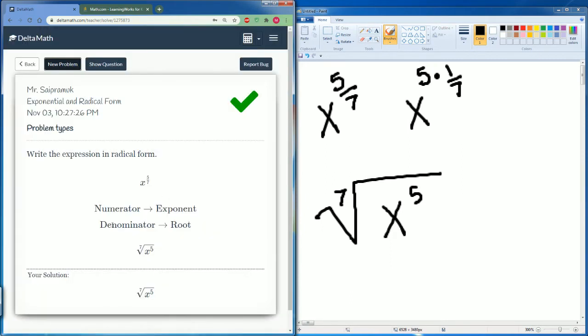All right. So the numerator, which is on top, is the exponent. The denominator, which is on bottom, which is the 7, is the root. So that's what belongs there.